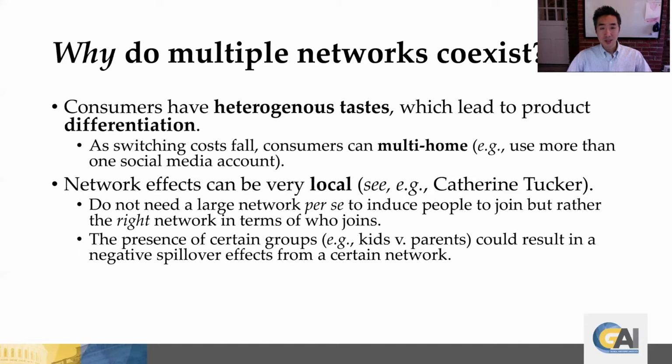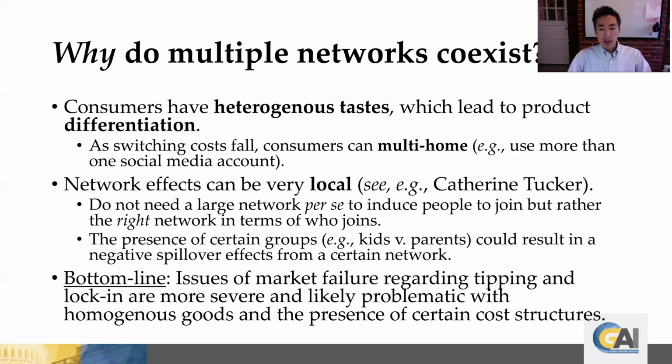So we think of this as this positive effect as more people join. It could be, especially if we recognize network effects are local, that this creates a negative effect or a repulsion effect, if you will. If you know that your parents are on a social network, this can create, at least for certain types of activities, a movement to a different type of social network. So the bottom line, and I mentioned this already, is that issues of market failure regarding tipping and lock-in are more severe and likely problematic with greater homogeneity and the presence of certain cost structures.